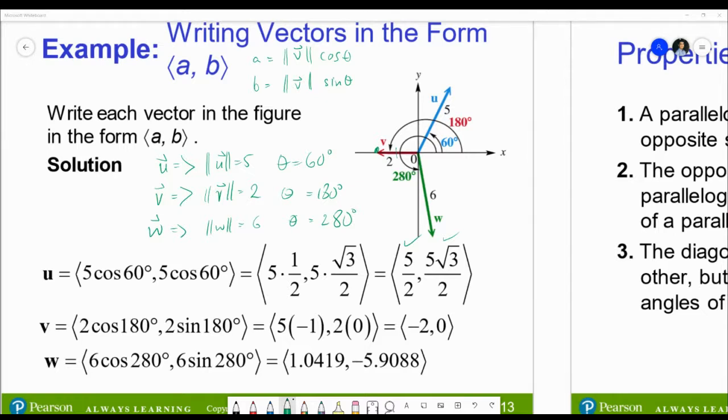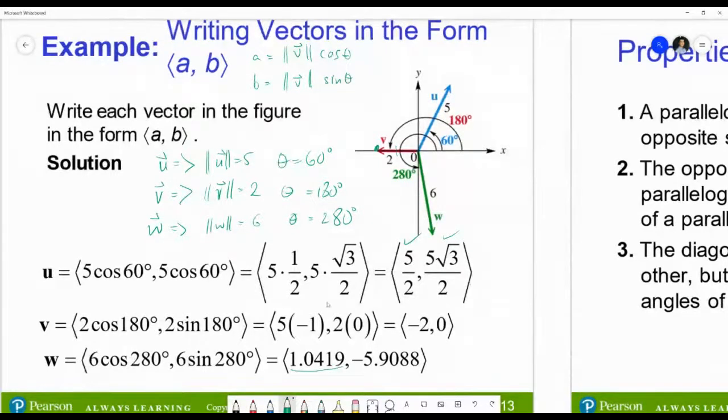So that's the value for it in the fourth quadrant. Remember, the sine is going to be negative in the fourth quadrant. So if you take that and multiply with 6, it's going to give you negative 5.9. And then for cosine of 280 degrees, you're going to get a positive number, 0.1736. Multiply that with 6, and you get 1.0419.